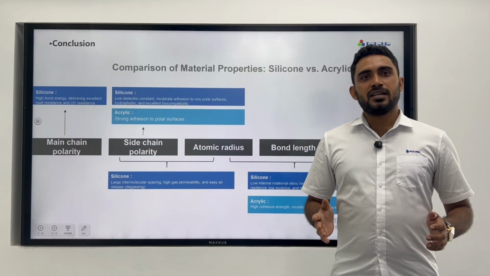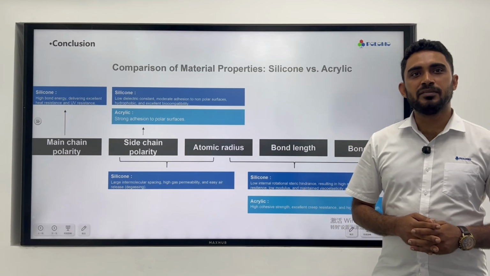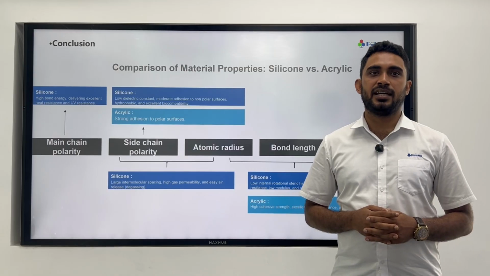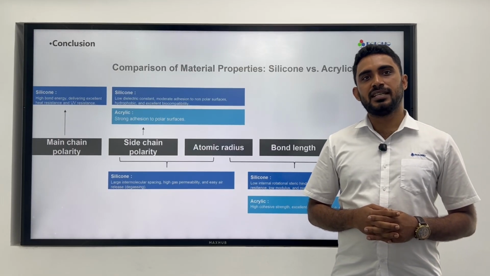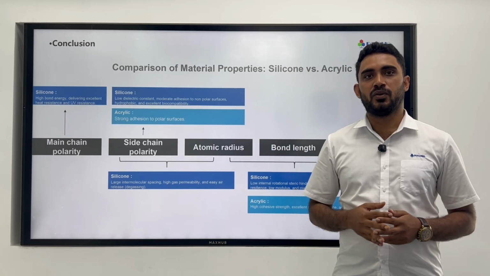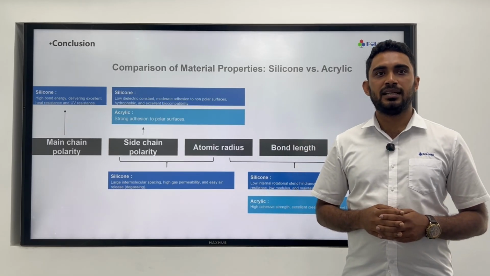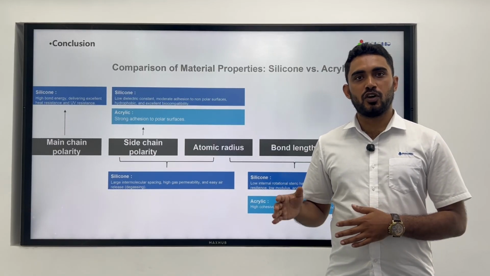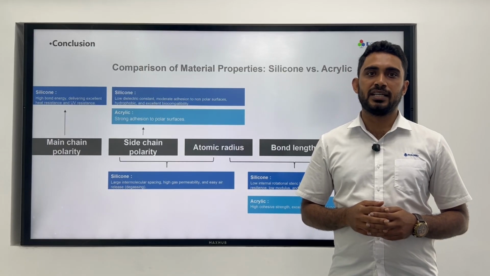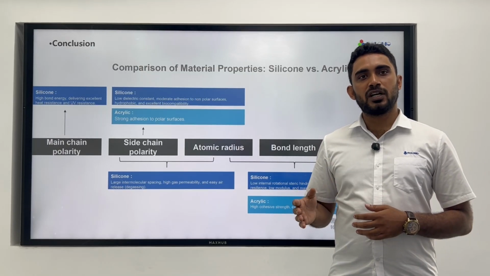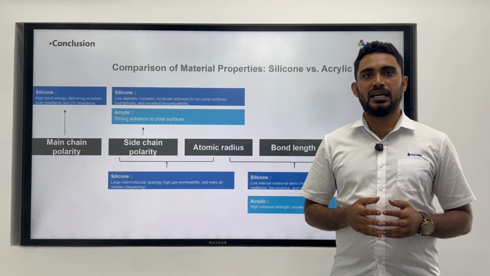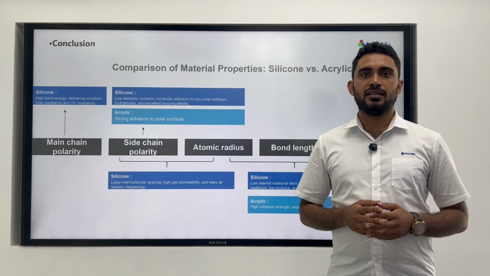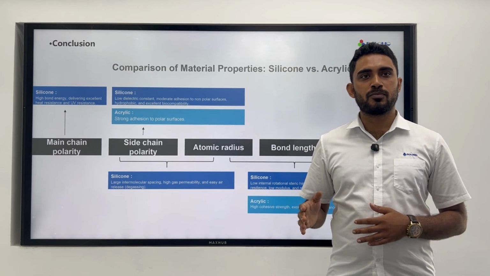Let's quickly summarize everything we have covered. Main chain polarity: the silicon-oxygen bond has very high polarity, giving it excellent heat and UV resistance. Side chain polarity: silicone side chains are non-polar, so the material has a low dielectric constant and is hydrophobic. Acrylic chains are polar, giving it strong adhesion on polar surfaces. That's acrylic's advantage. Side chain polarity plus atomic radius: silicone has a large intermolecular spacing, high air permeability, easy bubble release, works with many polarizers, shorter process cycle.